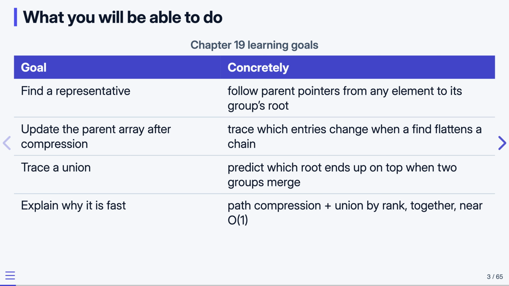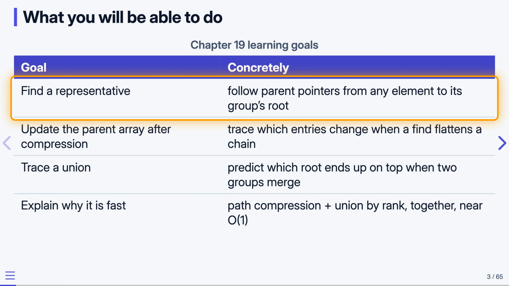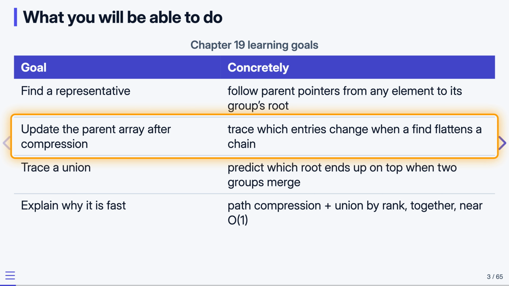Let's look at what you will be able to do by the end of this chapter. The table lists 4 goals. First, you will find a representative. That means you follow parent pointers from any element up to the root of its group. Second, you will update the parent array after compression. You will trace which entries change when a find flattens a chain.